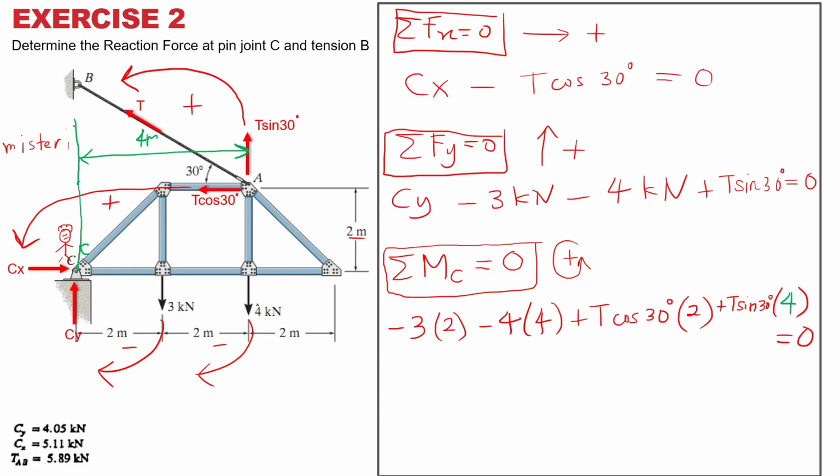So now we can solve. So simplify a bit. It becomes negative 6, negative 16, plus, use your calculator, 1.732 T plus 0.5 times 4 gives 2T. Correct? Punch in your calculator, yeah, 2T. So you can simplify the equation a bit.